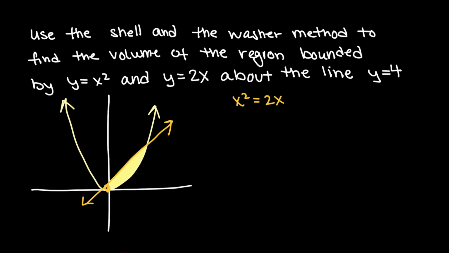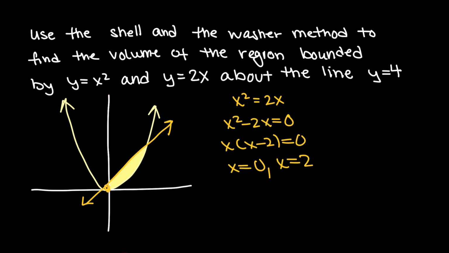That's going to help me both with my picture and with finding my bounds of integration. So I'm going to take the two functions and set them equal to each other. X squared equals 2x. I set one side equal to 0 by subtracting the 2x. And then we can factor out an x. If we pull out an x, we're left with x times x minus 2. We can set both of those factors equal to 0, and we get x equals 0, x equals 2. So these two curves intersect at x equals 0 and at x equals 2.